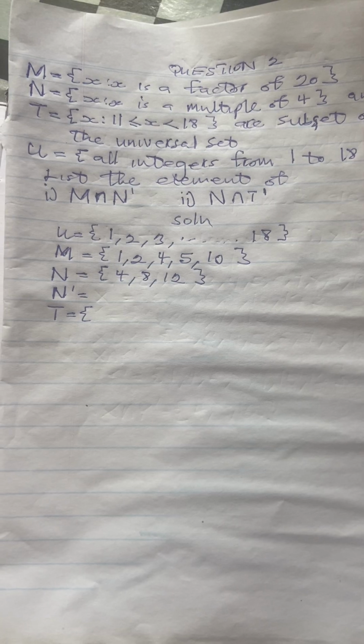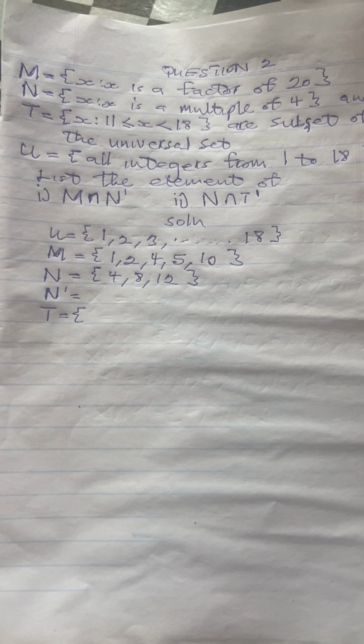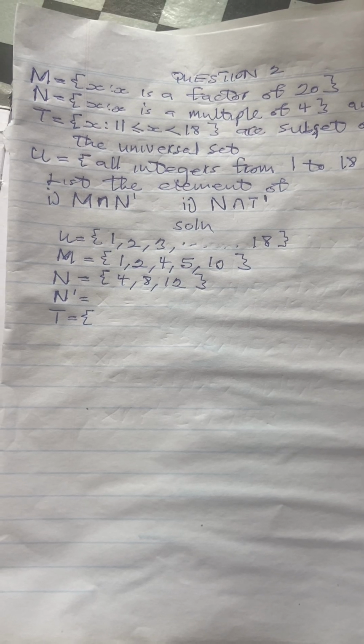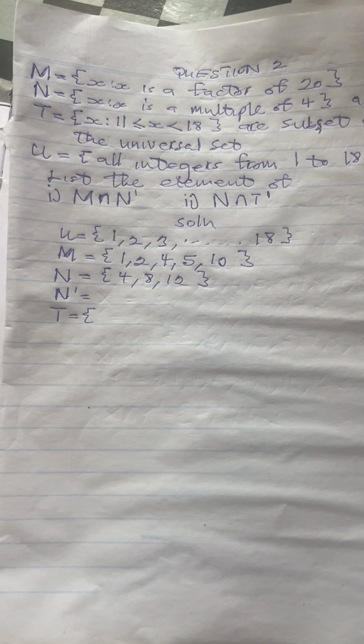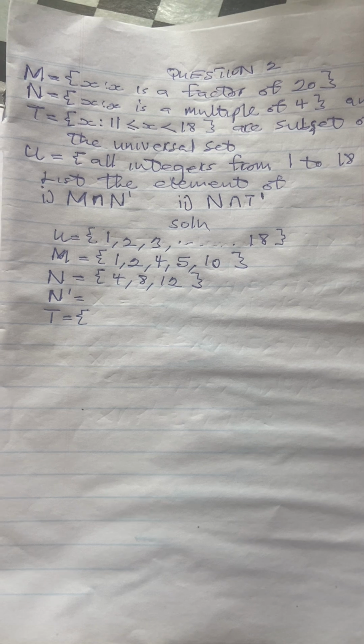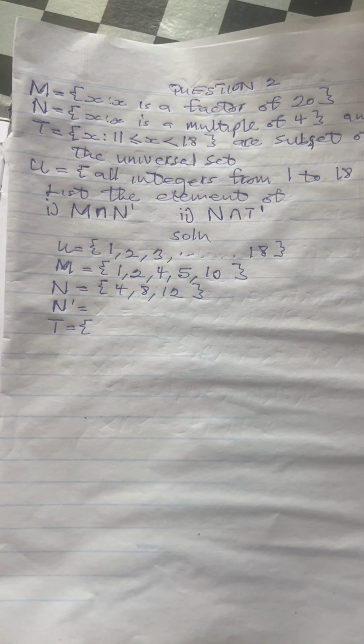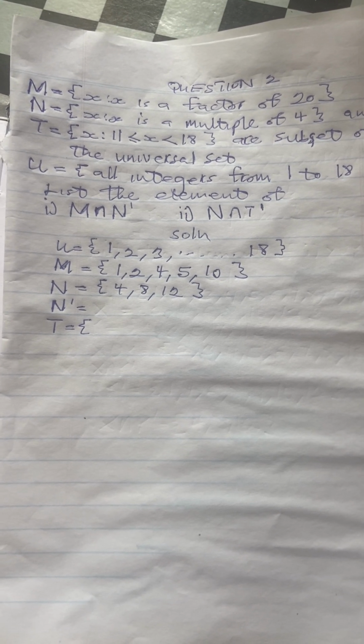So s is greater or equal to 11. It means 11 is what? Inclusive, but it's less than what? 18. So 11, 12, 13, 14, 15, 16, 17. These are the elements for t.